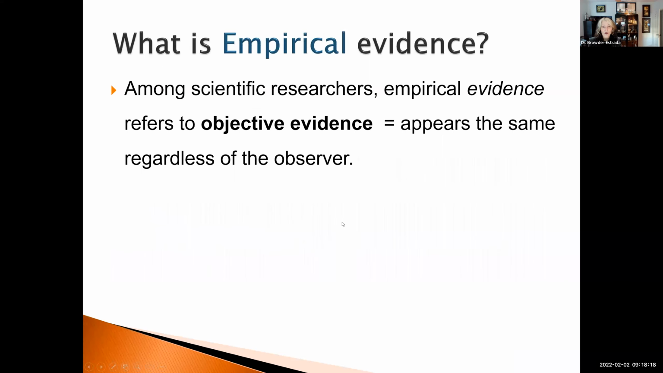Okay, so empirical. Empirical evidence is objective. Objective doesn't mean anything mean.